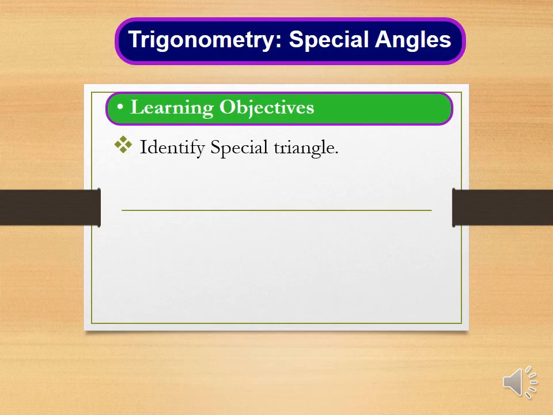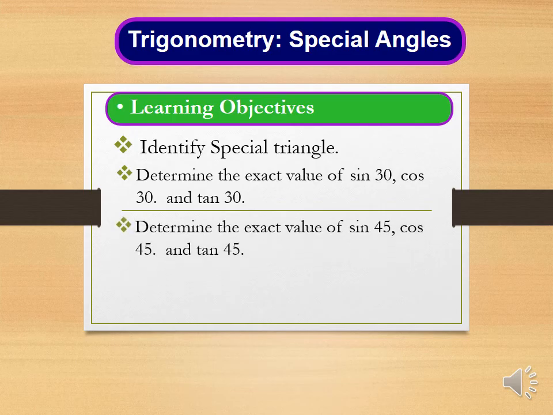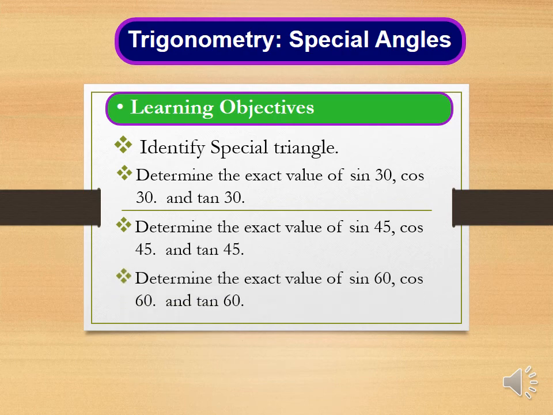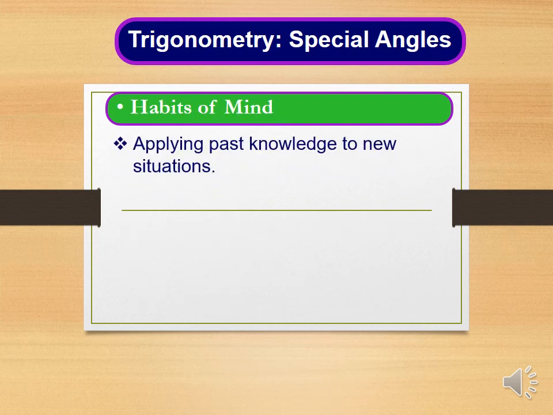Our learning objectives are to identify special triangles and determine the exact value of sine 30, cos 30, and tan 30. Determine the exact value of sine 45 degrees, cos 45 degrees, and tan 45 degrees. We also determine the exact value of sine, cosine, and tangent of 60 degrees. We'll be applying our past knowledge of right angle triangles, specifically Pythagoras theorem, to new situations.